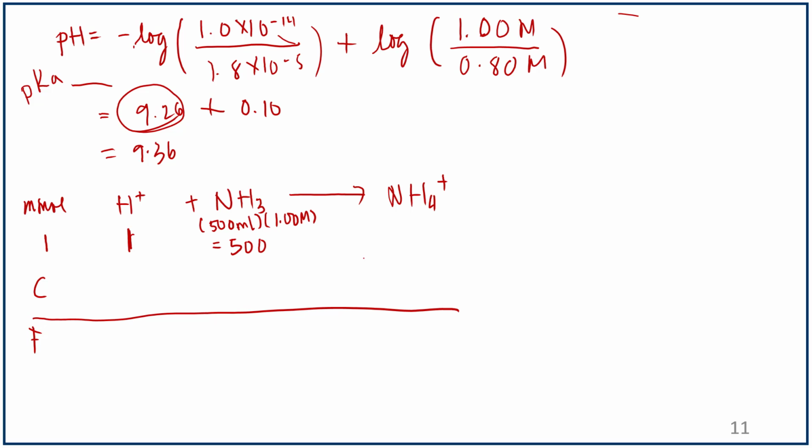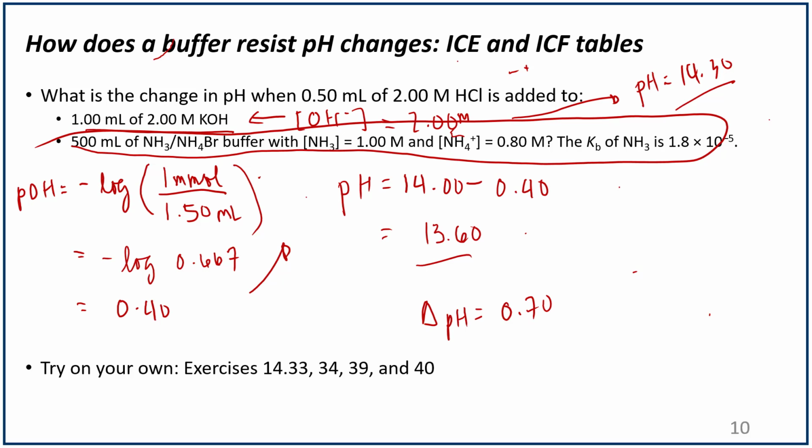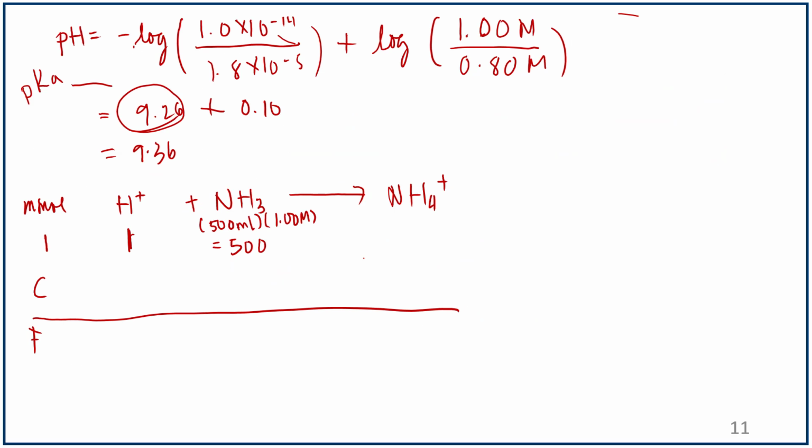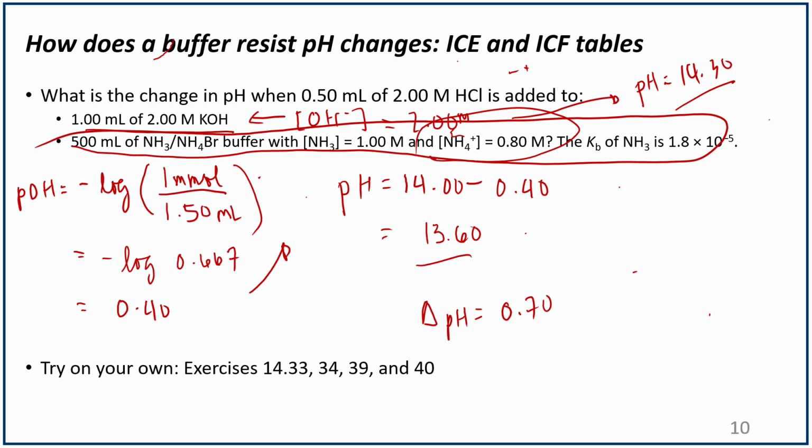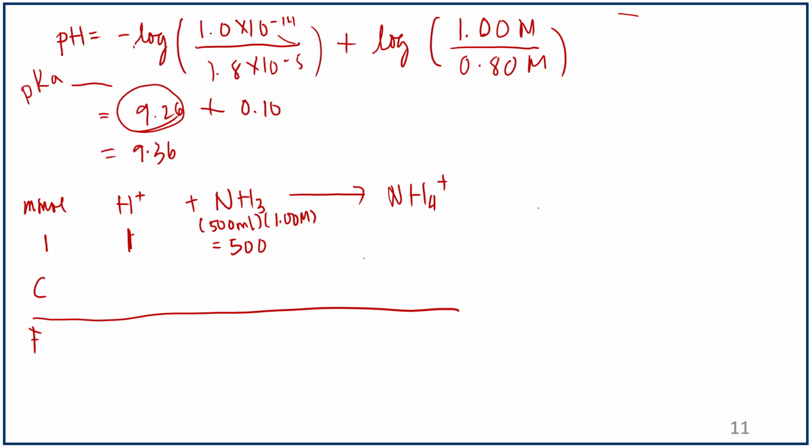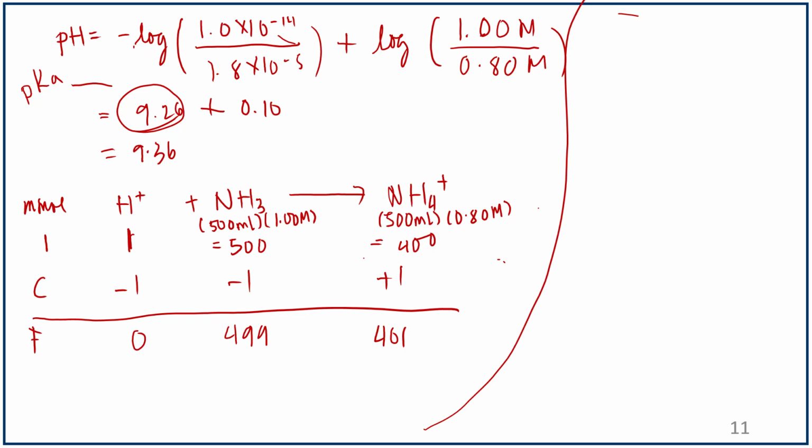And then for ammonium, we can get that from the concentration, it's actually provided. So that will be 500 ml times 0.80 molar. It's actually equal to 400 millimoles. Obviously here H plus is the limiting reagent, so minus 1, plus 1, this will be 0, 499, and this will be 401.